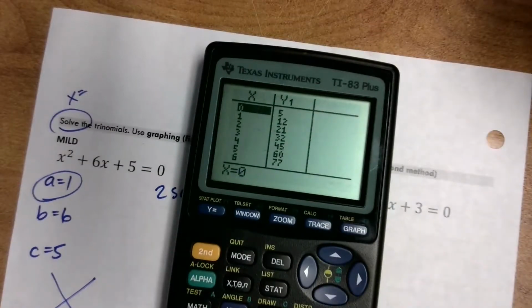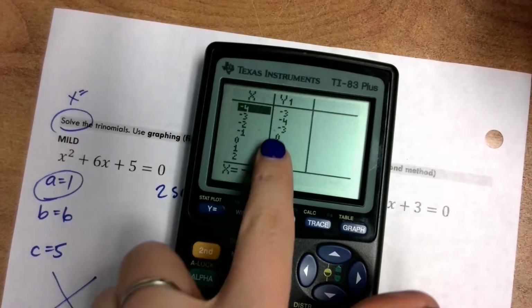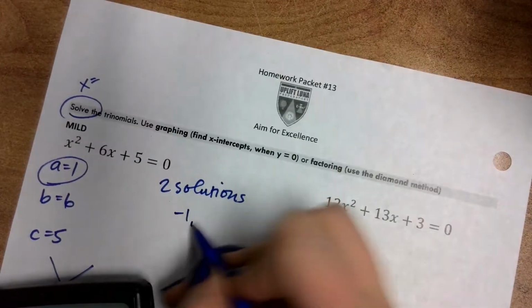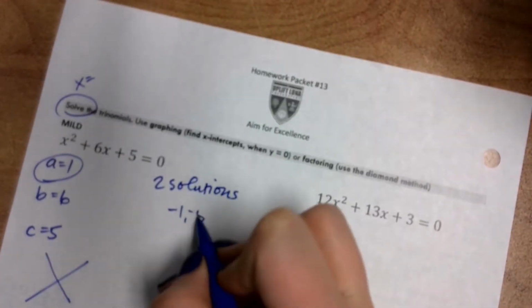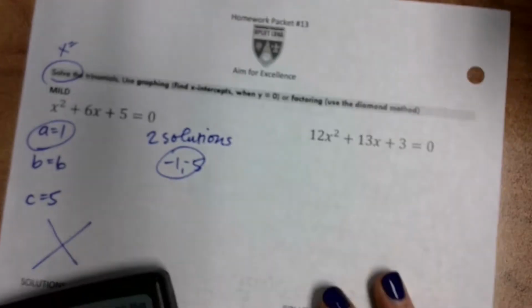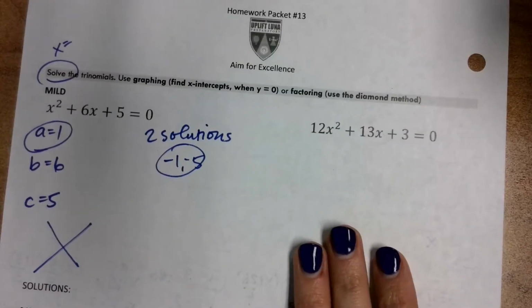Pushing second and the table, we go into the table. We're looking for when y is what, Haseo? 0. So I've got negative 1 and negative 5. Some people like factoring, though. If you like factoring, then do the factoring.